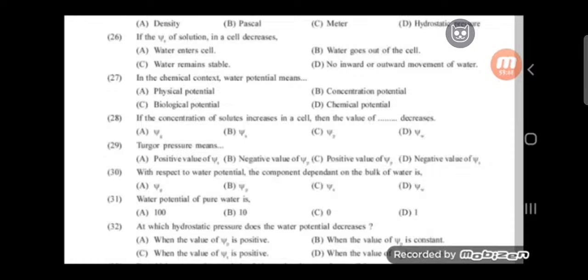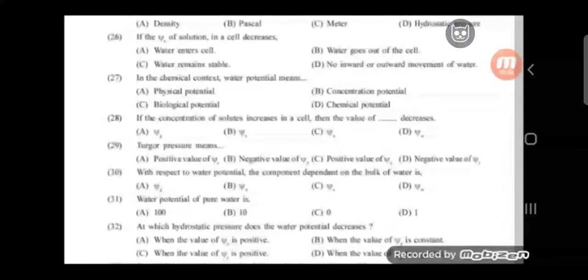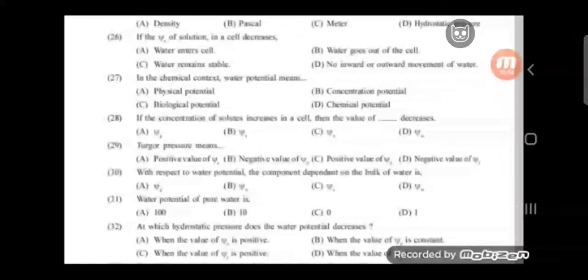So now let us come to our next question, that is question number 29. Here they asked what turgor pressure means. Turgor pressure means dash: positive value of water potential S, or negative value of water potential P, or positive value of water potential P, or negative value of water potential S. So which one is the correct answer for question number 29? You have to tell. Your time starts now.